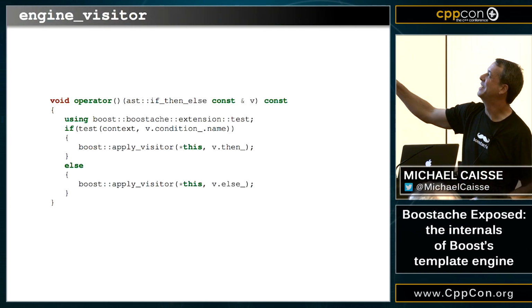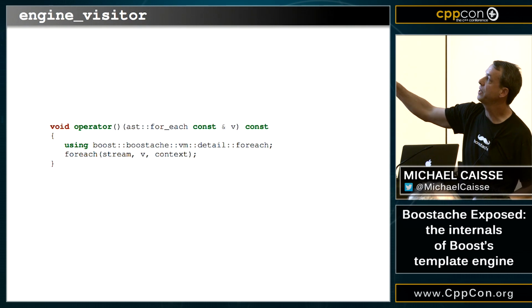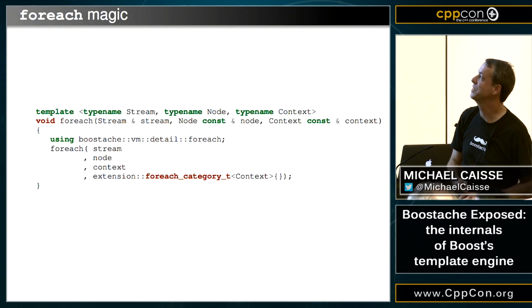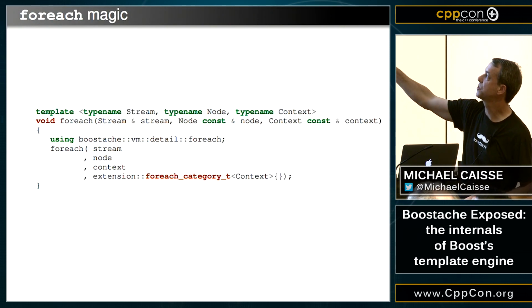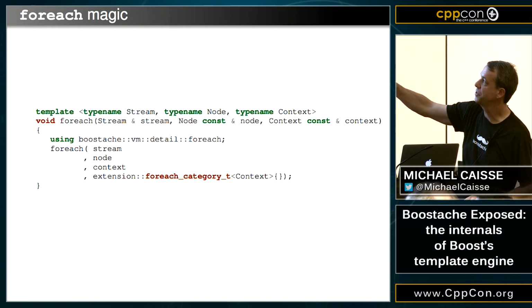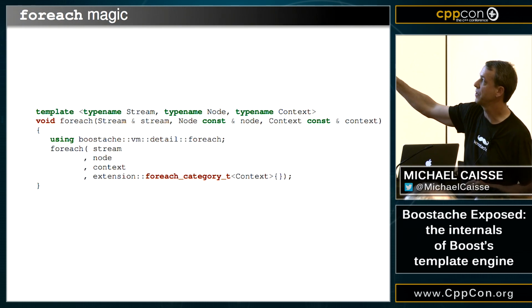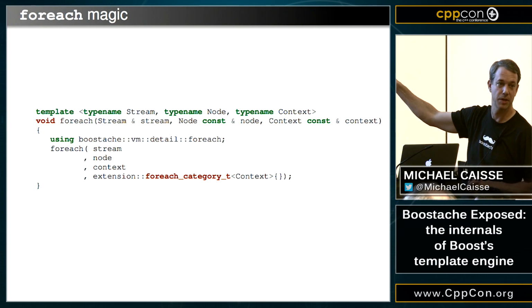All right. So what is a for each? A for each is just calling this for each, which seems pretty innocent at first. And now let's take a look at what for each is. For each is going to take the stream and the node that we got and the context. And the first thing it's going to do is it's going to actually just dispatch another call of for each that takes 4 parameters, where the 4th parameter is this thing called the for each category given the input context.